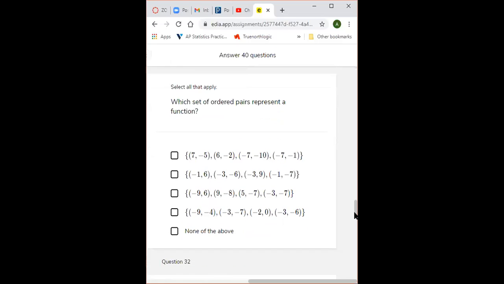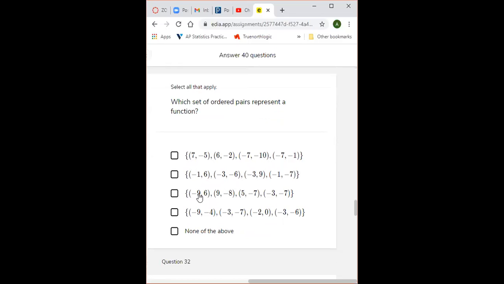All right, so it says which set of ordered pairs represents a function. Remember, no repeat x's. So if we look at the first one, we can see that -7 and -7 are repeated in the first one. So that one is not a function. We want the one that is. So we have -1, -3. There's a repeat -3. So number 2 is not the correct answer.